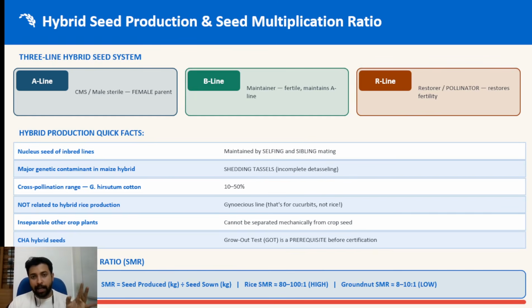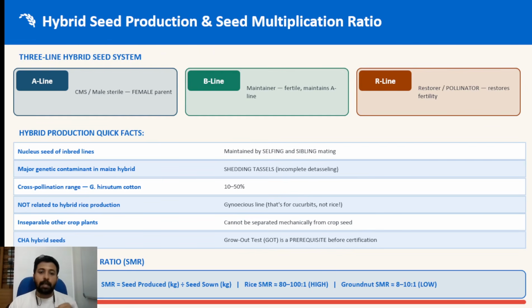Okay. A line, B line, R line, and these lines are all involved in hybrid seed production using male sterility systems. That we already discussed, and you should have a clear idea regarding the different types of male sterility systems, which of them are used in hybrid seed production, and which lines are involved in each type of system. For example, CGMS is a 3-line system, while TGMS is a 2-line system. Similarly, the synonymous names are also very important.